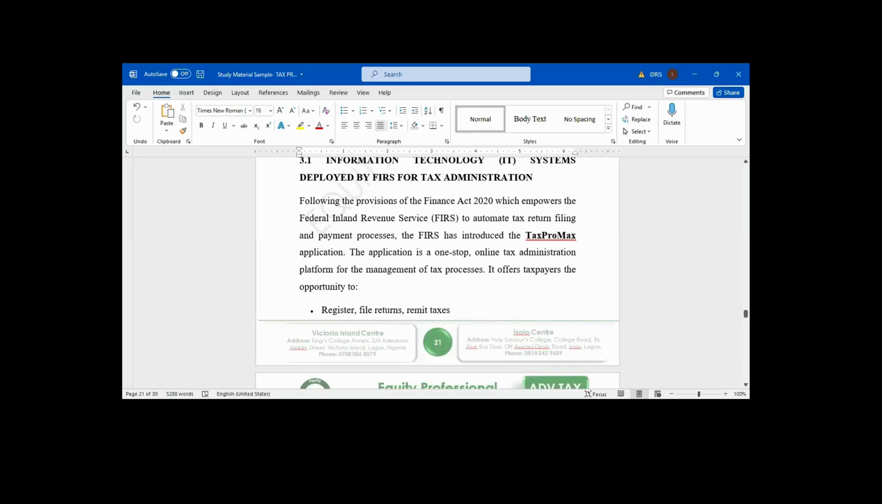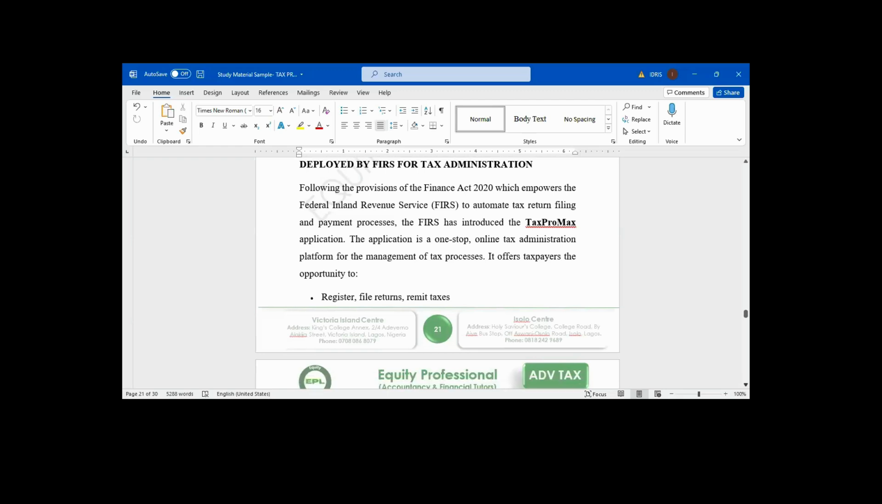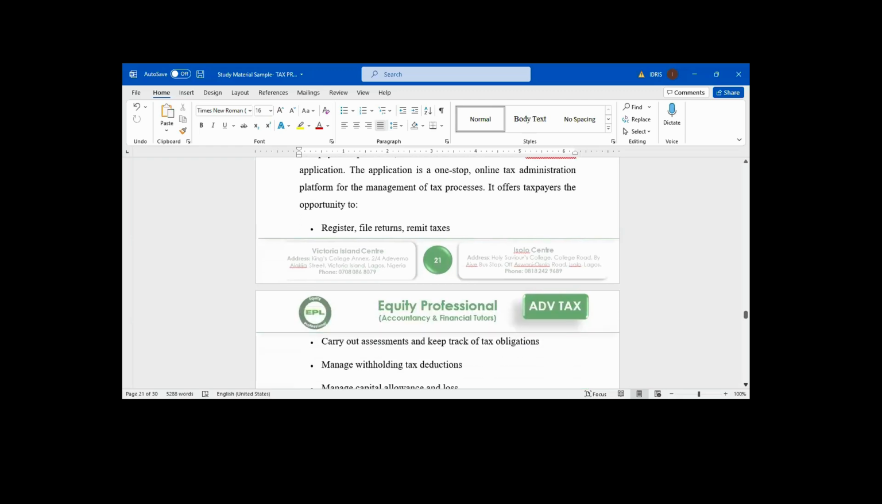What are the benefits, what opportunity or benefit will Tax Promax give to taxpayers? One of the benefits is register and file return. It makes taxpayers able to register for tax, file return, and remit tax easily.